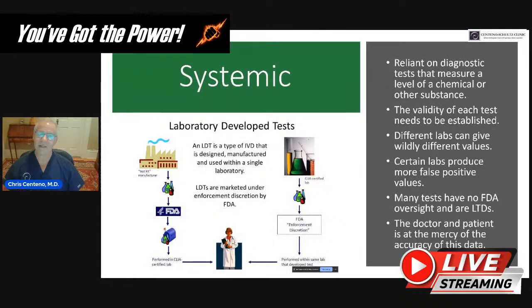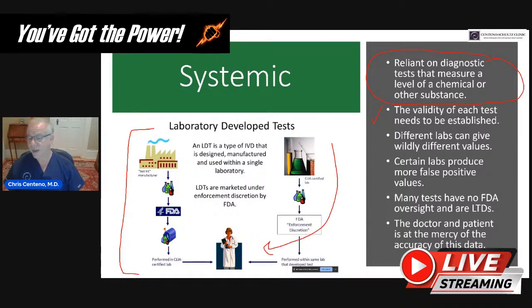But when we get into these systemic diagnoses, like we're going to be talking about today, they're largely reliant on a diagnostic test result. And the problem with that is that the validity of each test needs to be established. And that's not so easy in this world of functional medicine, because those are not FDA approved tests. So if you get a chronic Lyme disease test, that's not an FDA approved test. That's a laboratory determined test that doesn't go through any FDA approval process at all.